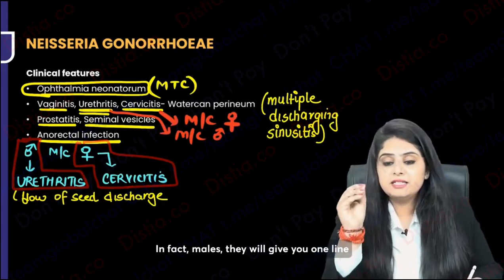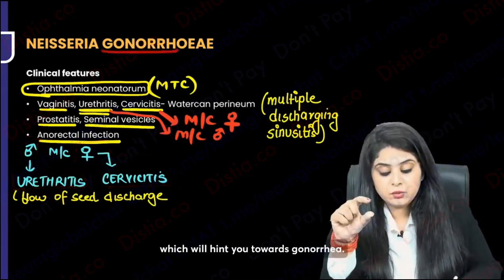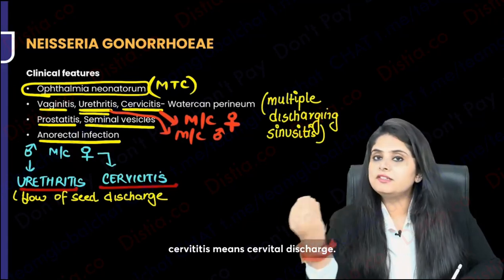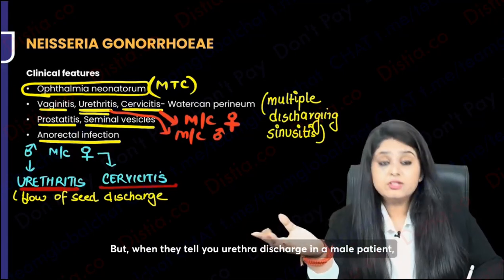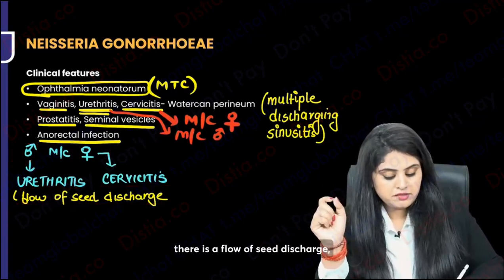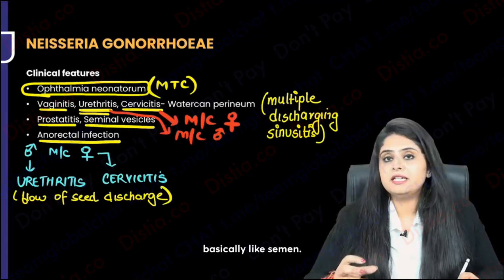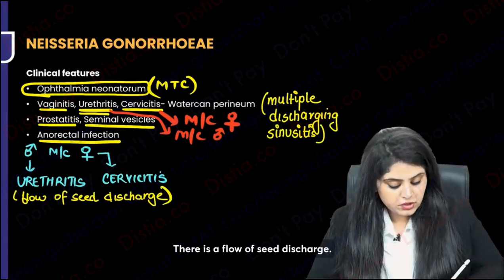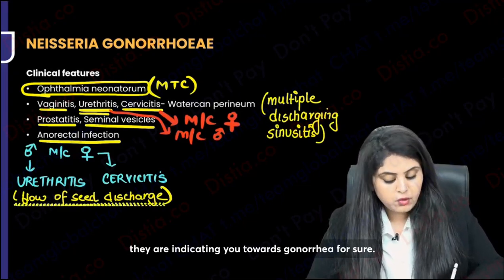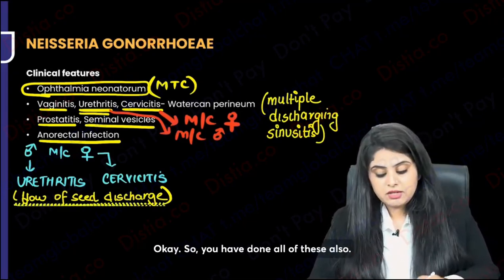In fact, for males, they will give you one line which will hint you towards gonorrhea. Urethritis means urethral discharge, cervicitis means cervical discharge. But when they tell you urethral discharge in a male patient, they will always say that there is a flow of seed discharge, basically like semen. There is a flow of seed discharge. Guys, if this word is written, they are indicating gonorrhea for sure. Okay, so you've done all of these also.